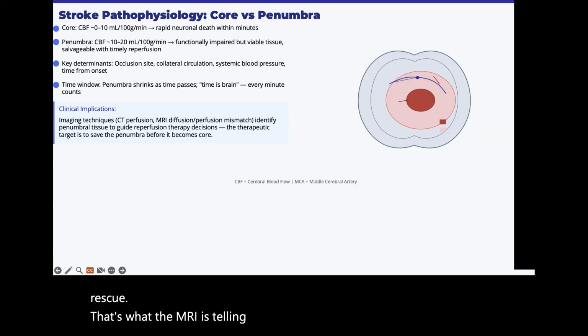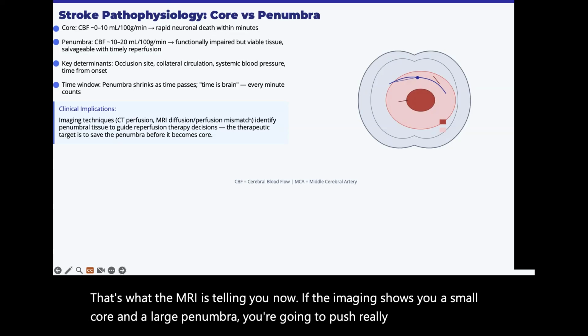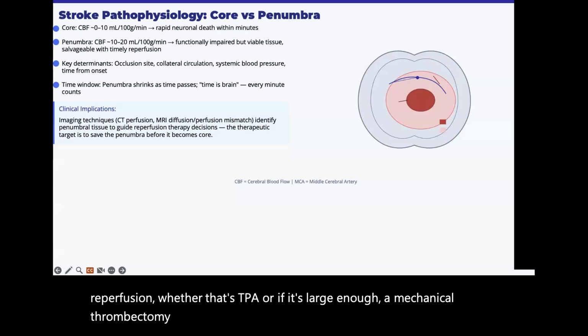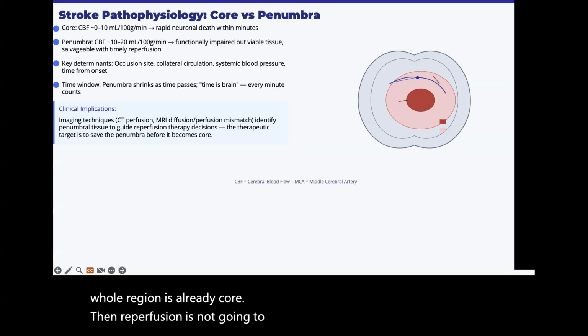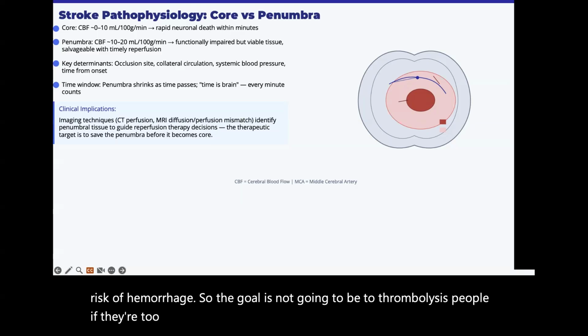Now, if the imaging shows you a small core and a large penumbra, you're going to push really hard for reperfusion, whether that's tPA or, if it's a large vessel, a mechanical thrombectomy. But if the imaging shows you that the whole region is already core, then reperfusion is not going to restore function and it may increase the risk of hemorrhage. So the goal is not going to be to thrombolyse these people if they're too far along. That's why time is brain.